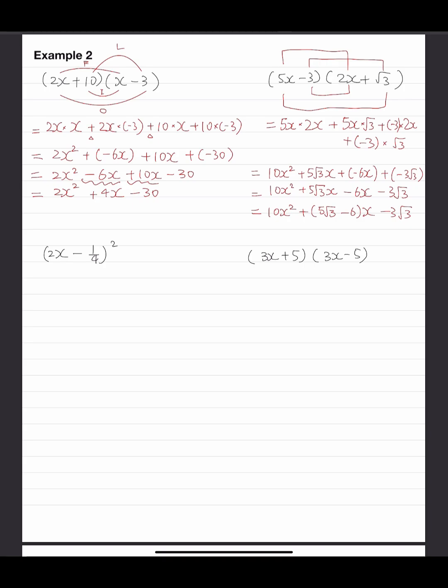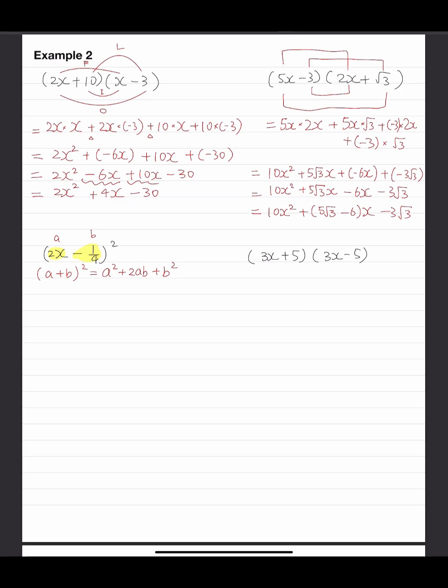A third question here. Third question, we notice this is a perfect square. So we're using the perfect square formula here. Okay, so I'm going to just recall the perfect square formula. A plus b squared equals a squared plus 2ab plus b squared. Okay, now for this one, we got to recognize the whole thing here. 2x is going to be a. Negative 1/4 is going to be b.